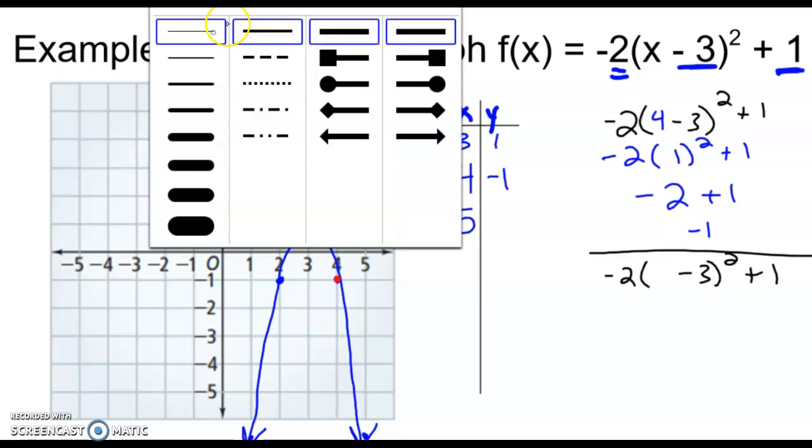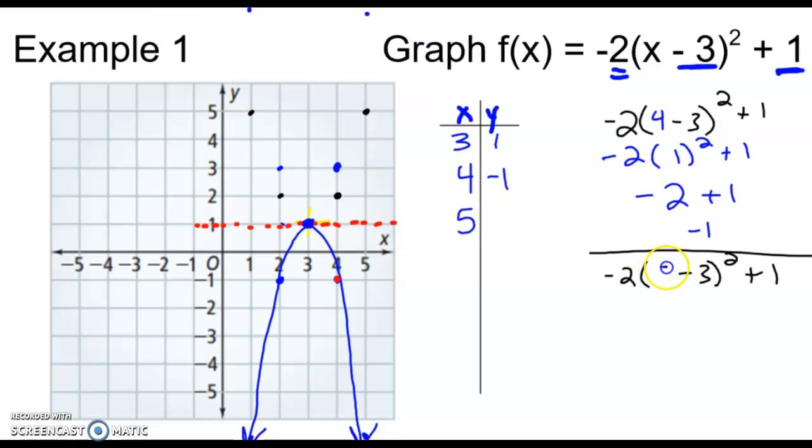All right, so if I plug in 5 for x, we're going to get -2 times 2 squared plus 1, -8 plus 1 is -7. So if I go over 5 and down 7, that should be on my graph. And again, that was the one that kind of ran off the page. Okay? So you can always do it this way. I would recommend you try to do it the other way first.